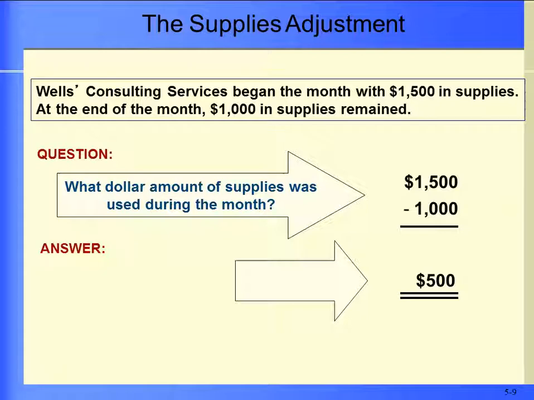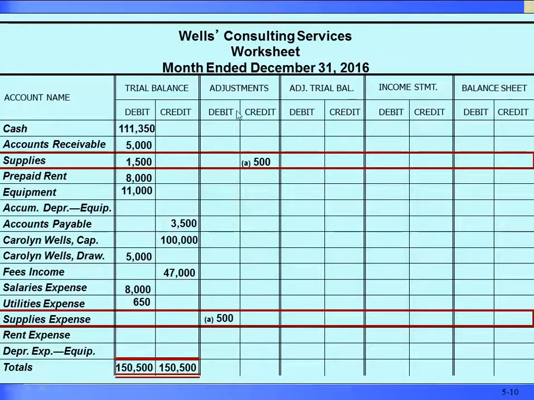So this $500, not the end balance, this end balance is going to be in the adjusted trial balance. But in order to get here, we have to show an adjustment, a journal entry. We have to show how we account for that usage. So the key number here is $500. On the adjustments column, we're going to put letters like A, B, C, D. So if we have 3, we have A, B, and C. If there's another one, we have D. So we go in order like that.